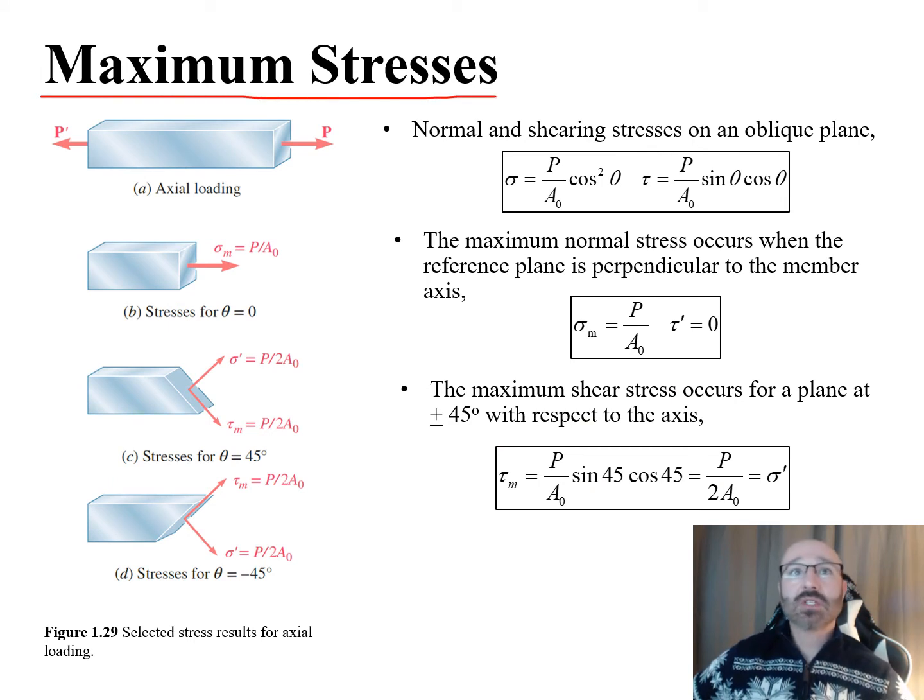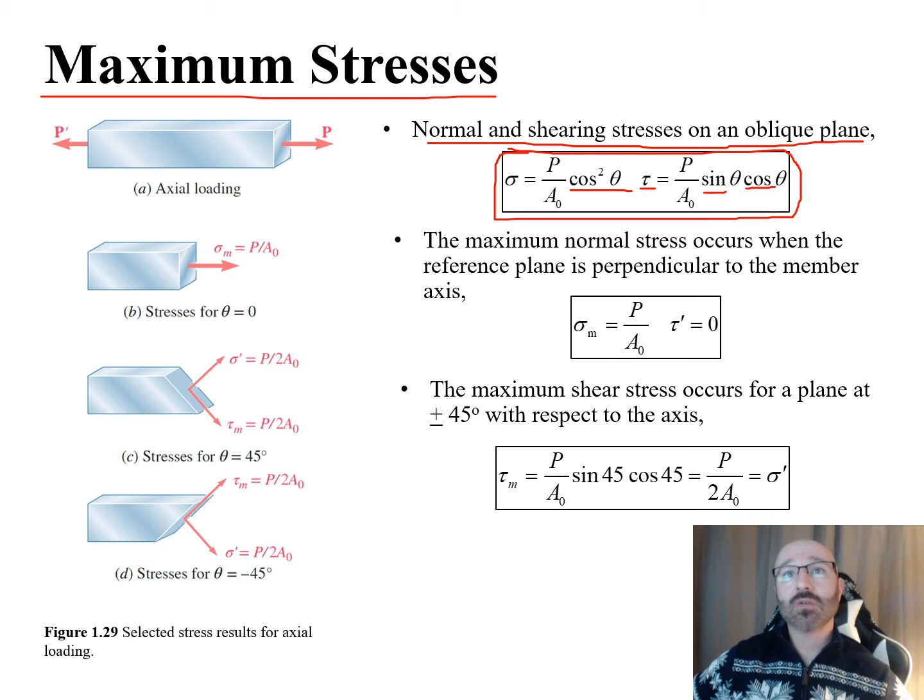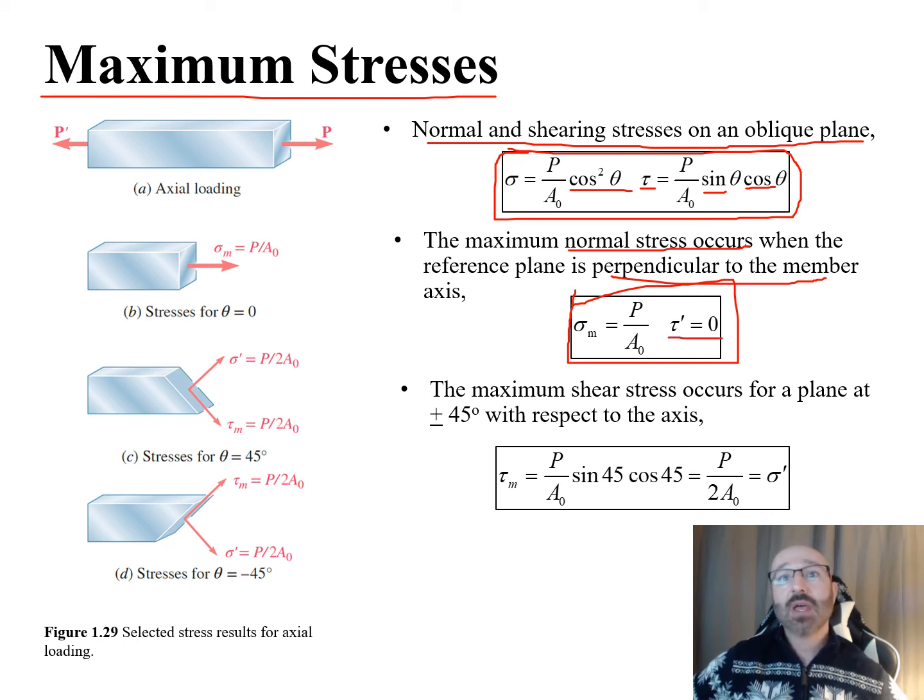So we've seen from the previous slide, we have our normal and shearing stresses for an oblique plane given by the following relationship here. Our sigma is equal to P over A naught times the cosine squared of theta, and our tau is equal to P over A naught times sine theta cosine theta that we just showed on the previous slide. So now our maximum normal stress occurs when the reference plane is perpendicular to the member axis. So we have this relationship down here. Our sigma max occurs when P over A naught right there, and our tau prime is equal to 0.